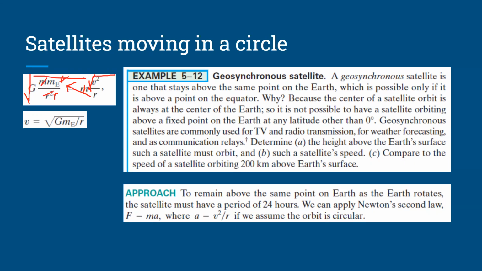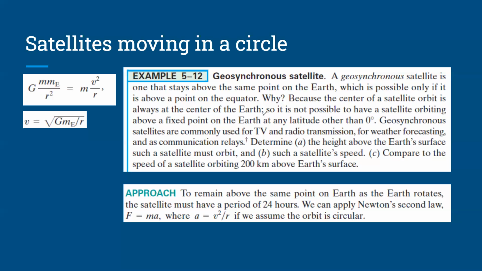An example here is a geosynchronous satellite. A geosynchronous satellite is one that stays above the same point on the Earth, which is possible only if it is above a point on the equator. Why? Because the Earth is an oblate spheroid. So at the equator, it is possible to have a geosynchronous satellite that stays above the same point on the Earth.